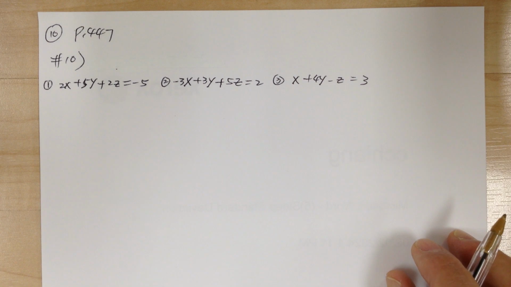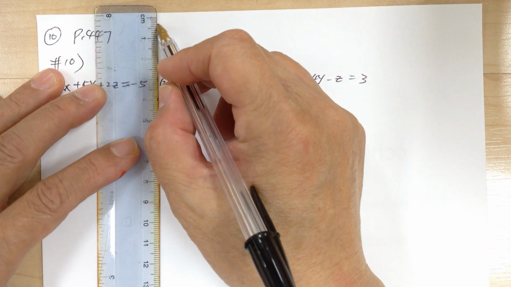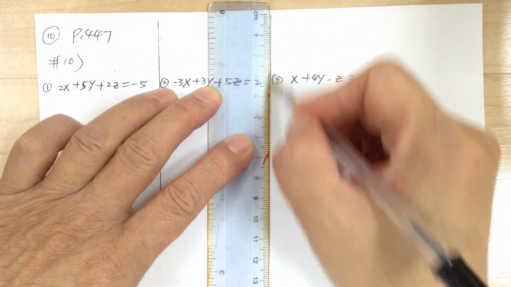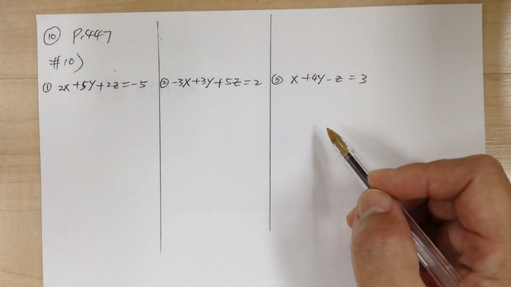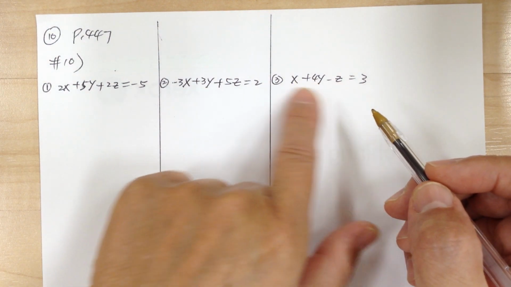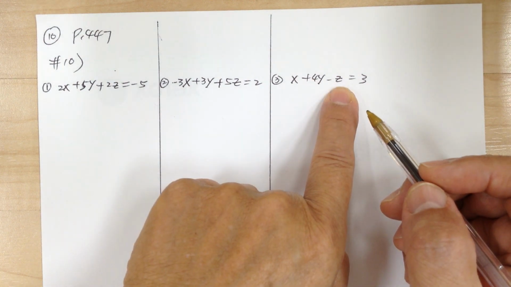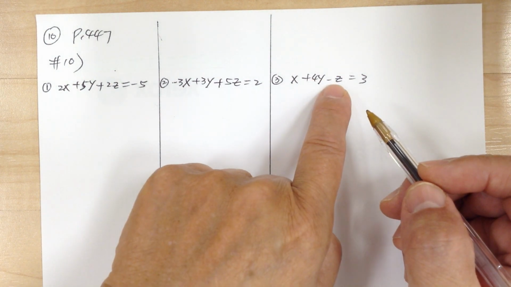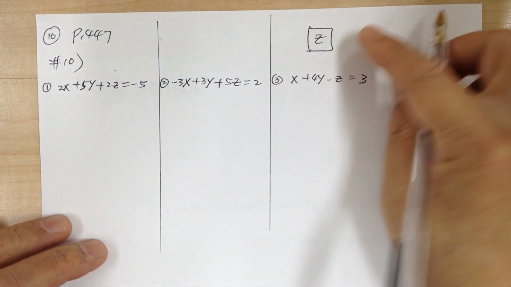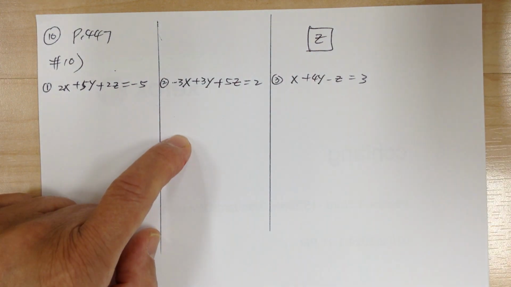So first thing you need to do is decide what letter you want to eliminate. You want to choose the easiest one. So z and x are good choices because they have no coefficient in front, so the coefficient is 1. Since it's already opposite, this is already negative, so I'm going to eliminate z. That means I want to make the z opposite.